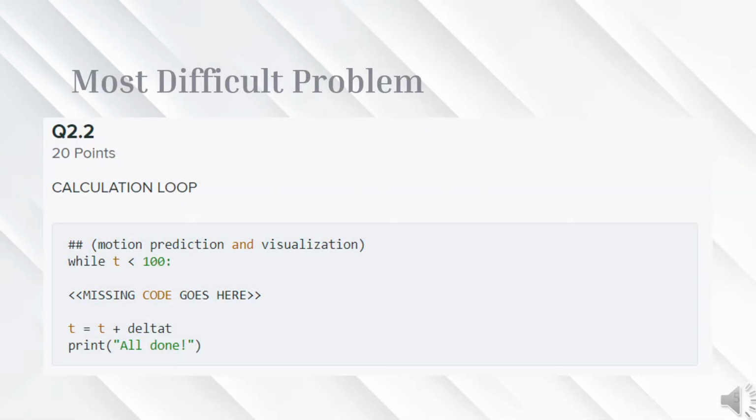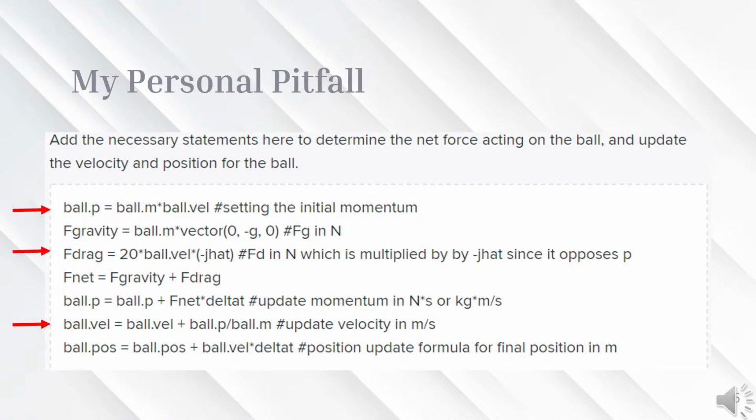I specifically lost points on the second part, the calculation loop. We were instructed to add the necessary statements to determine the net force acting on the ball, as well as update the velocity and position of the ball. I made 3 main errors in my code.